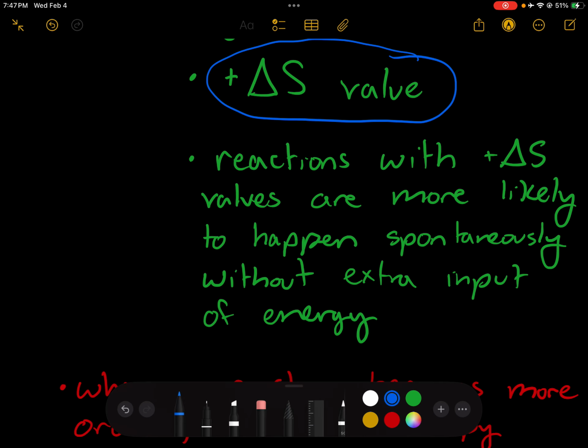So basically, we know that our universe tends toward disorder because that's the easiest thing to do. It requires the least amount of energy to become disordered. So reactions that become disordered over time, meaning our products have more disorder than our reactants do, those are more likely to happen without any extra input of energy from outside.